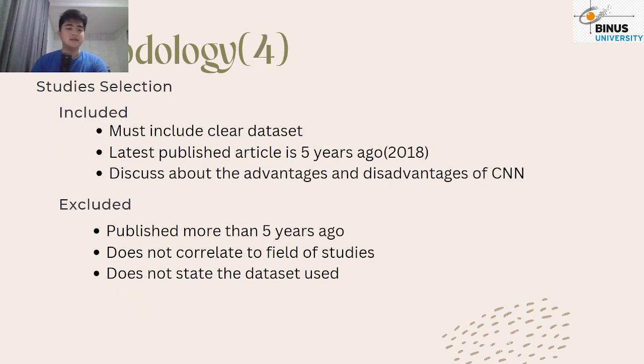Then in the study selection, as you can see, there are two criteria, included and excluded. Included is the criteria where we include papers into our research, which must include a clear dataset, the latest published article is within 5 years ago, and discuss the advantages and disadvantages of CNN. However, the excluded criteria are papers published more than 5 years ago, that do not correlate to the field of study, and that do not state the dataset used. If any of those papers contain any of these excluded criteria, they will be excluded.